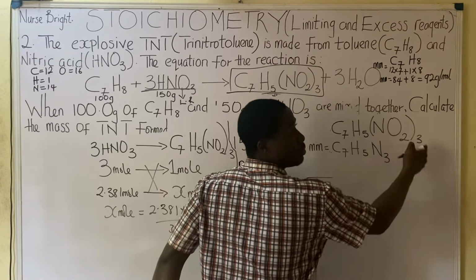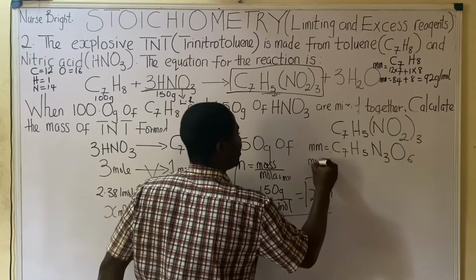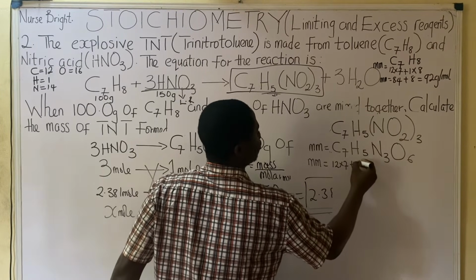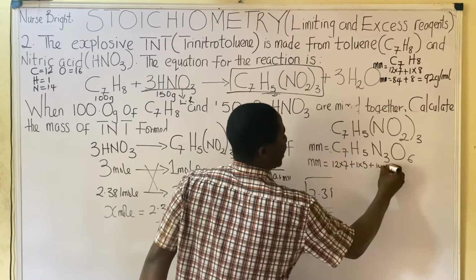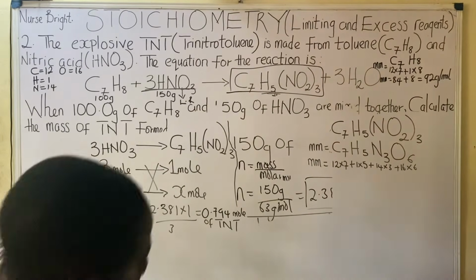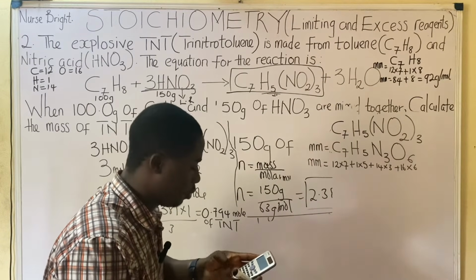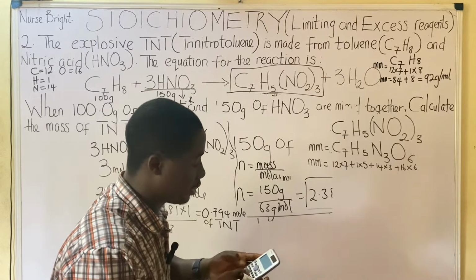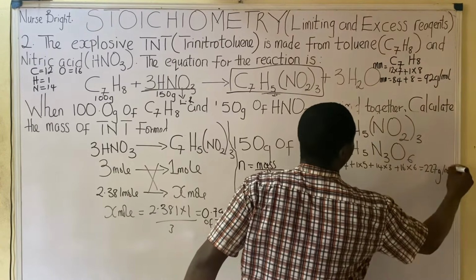And there is 2 here. 2 times 3, that's 6. It's going to be O6. So let's solve together. We already know the atomic masses of each of them. Carbon is 12, so 12 times 7, plus hydrogen is 1, 1 times 5, plus nitrogen is 14, 14 times 3, plus oxygen is 16, 16 times 6. So let's press our calculator together. 12 times 7 plus 1 times 5 plus 14 times 3 plus 16 times 6, that's 227. I'm having 227 grams per mole as the molar mass of the compound.